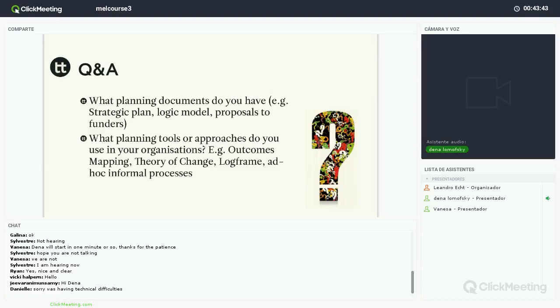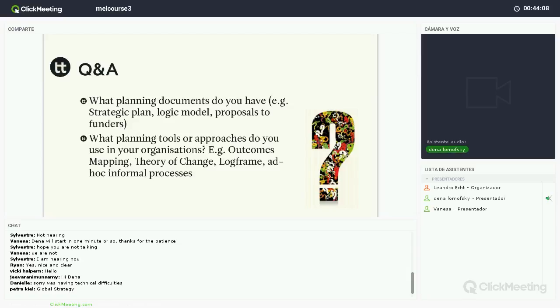Let's start with that first question. Who would like to share? I think just go ahead on the chat. Just put in there what it is that your organization has in terms of planning documents, or that you know what other organizations may have, if you're a consultant or an independent.